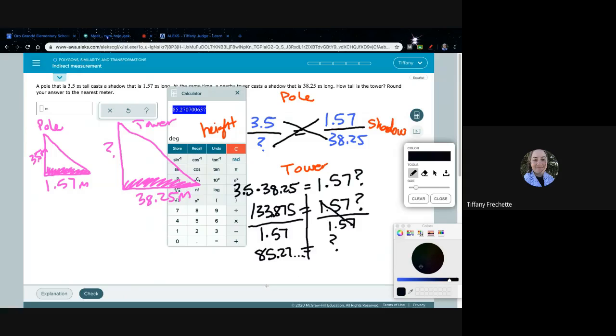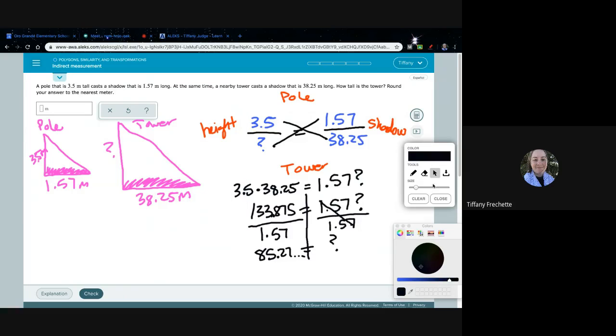85.27... And remember, we want to round to the nearest meter here. I'll close this so it's out of my way. So I need to decide, is this closer to 85, which is what we're starting with here, or 86? Remember, I'm dealing with 0.2. That's the number I want to look at for rounding. If this number is 4 or smaller, I'm going to round down to what I started with. If it was 5 or bigger, that's when you round up. All right, so we get 85 and check.